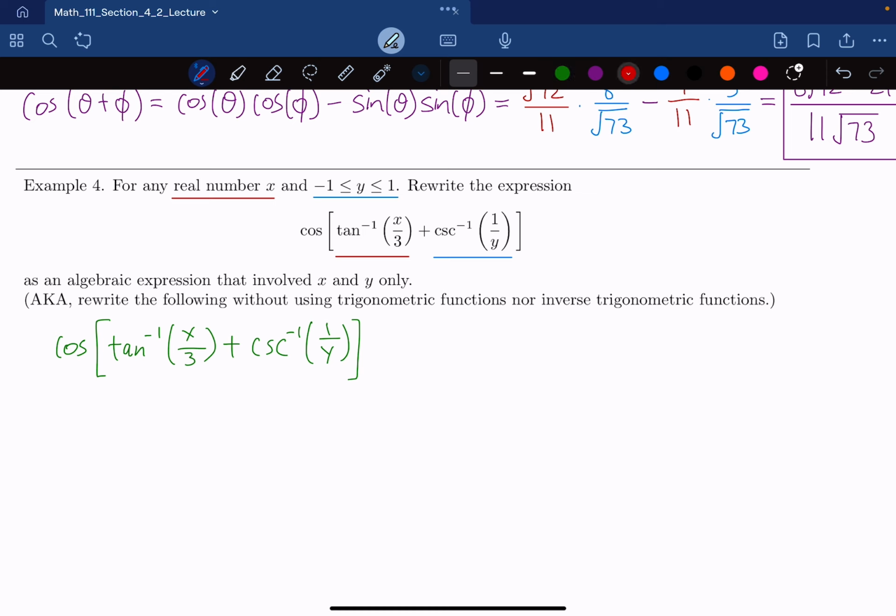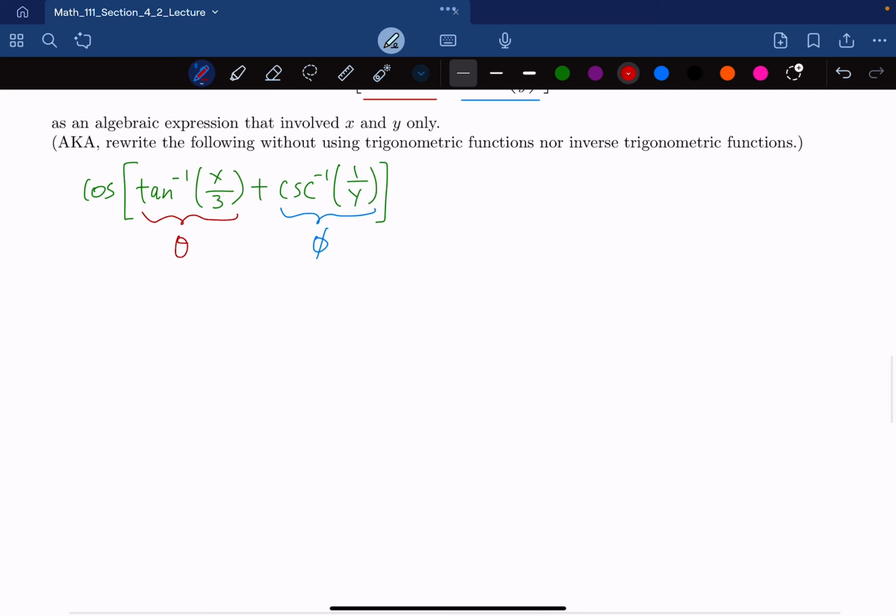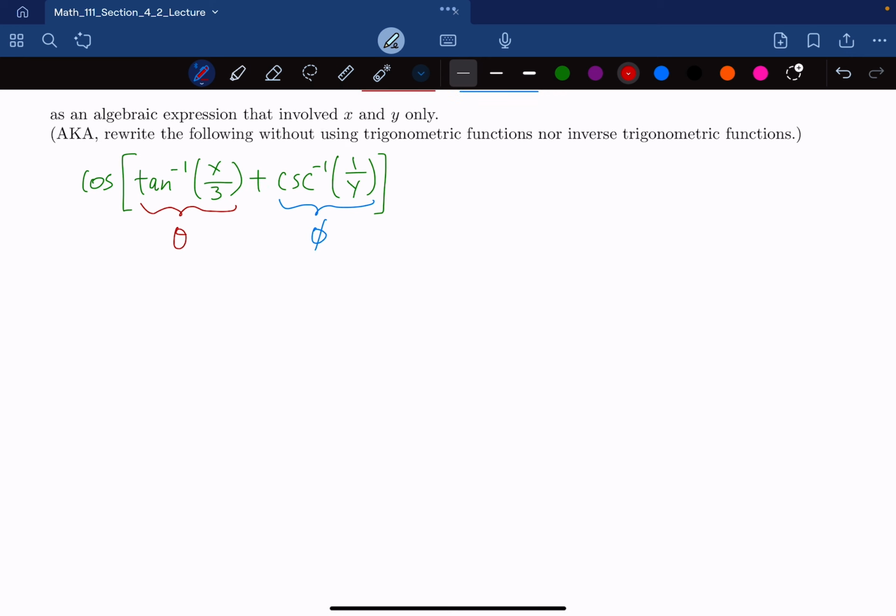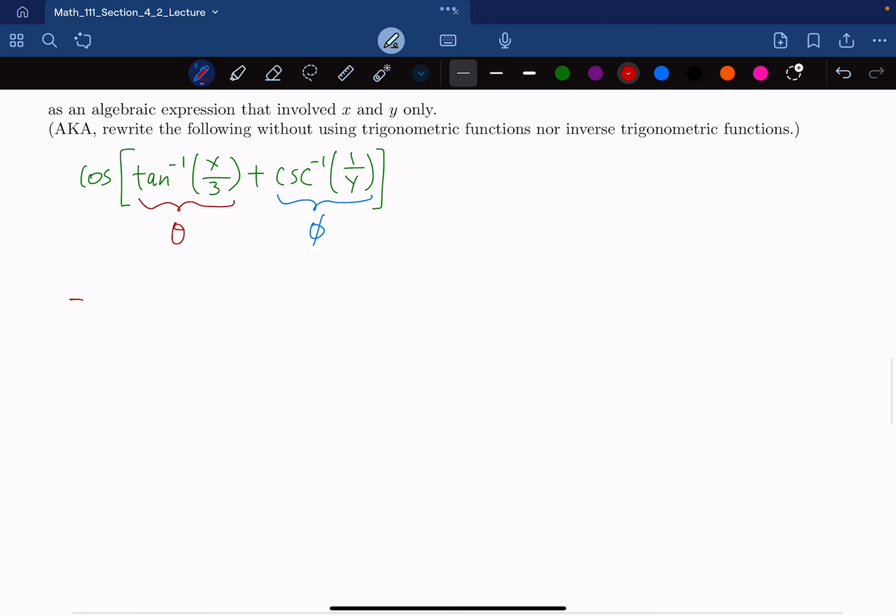Okay, so what we're going to do here is just like before: we're going to take my inverse function, let that be inverse tangent, and let that be theta. And then I have to use a different letter here, right? Inverse cosecant function becomes my phi. And just as before, I'm constructing my triangle, but here I have to do two triangles, right? So tangent inverse x over 3, that's equal to theta.